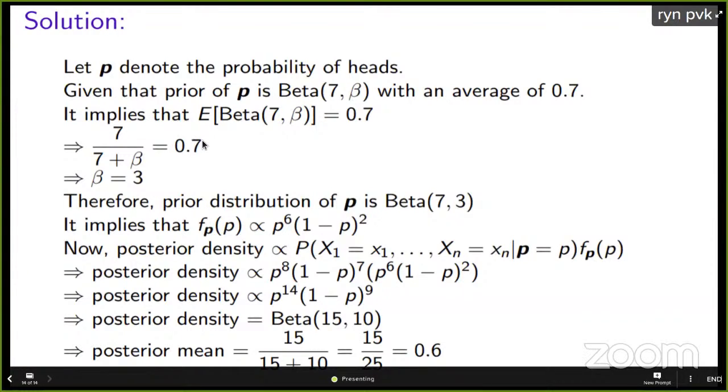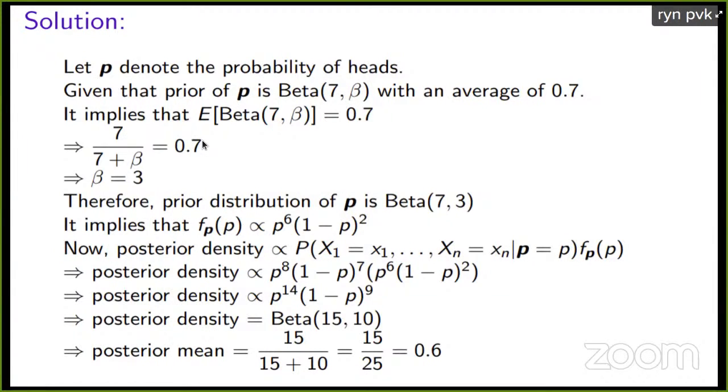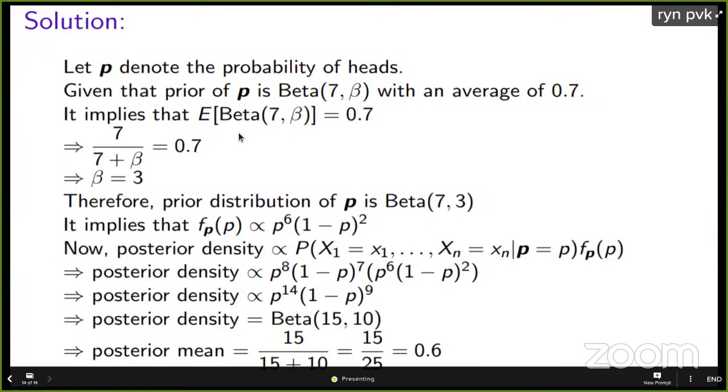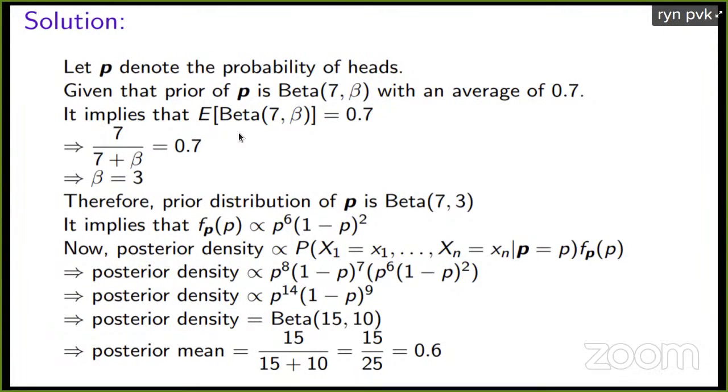So it implies that the expectation of Beta(7, β) is equal to 0.7, right? And we know the expected value of a beta distribution is alpha upon alpha plus beta. So here alpha is known, 7, and beta is unknown. So 7 upon 7 plus beta equals 0.7. So beta is equal to what? 3, right? Now we have the value for beta. So our prior distribution for the probability of success, or probability of hit, becomes Beta(7, 3), right?